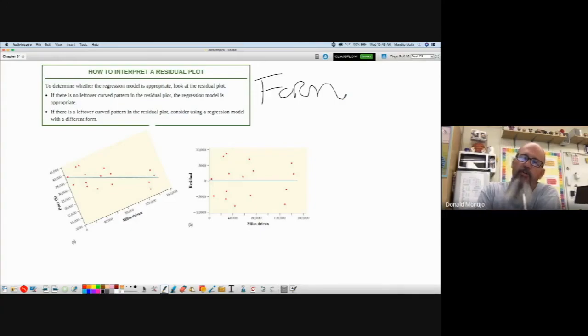So once we've learned form, direction, strength, and how to look for unusual, we know how to describe the distribution, which is how we started off this year, describing distributions. When we look at one variable, we talk about shape, center, spread, unusual. Now, when we're looking at two variables, like we are right now in regression, we talk about form, direction, strength, anything unusual.